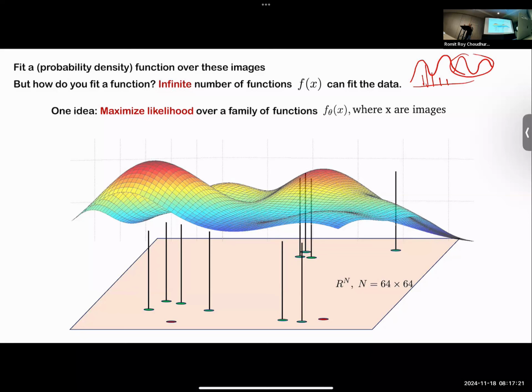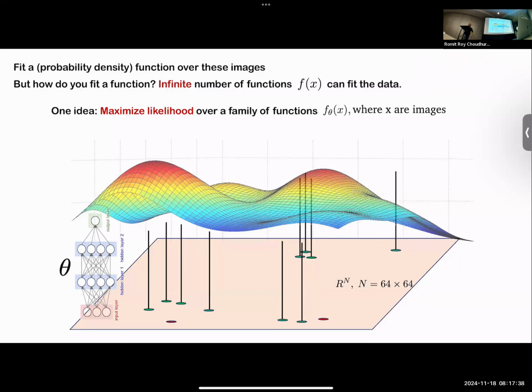And I'll keep moving the function until the sum of the probabilities gets maximized. And that is my maximum likelihood estimate. Okay? So one idea is I'm going to try to find that function which maximizes the probability of all realistic images. And this function I'm going to learn using a neural network.